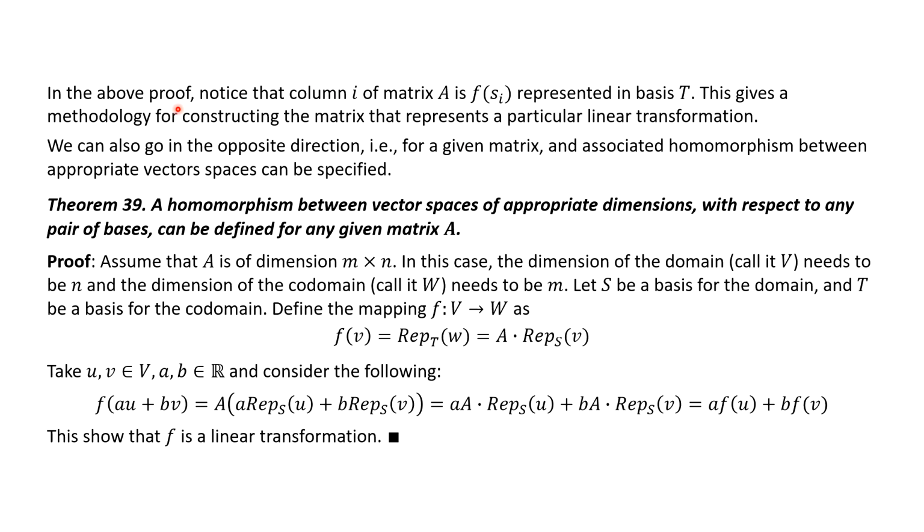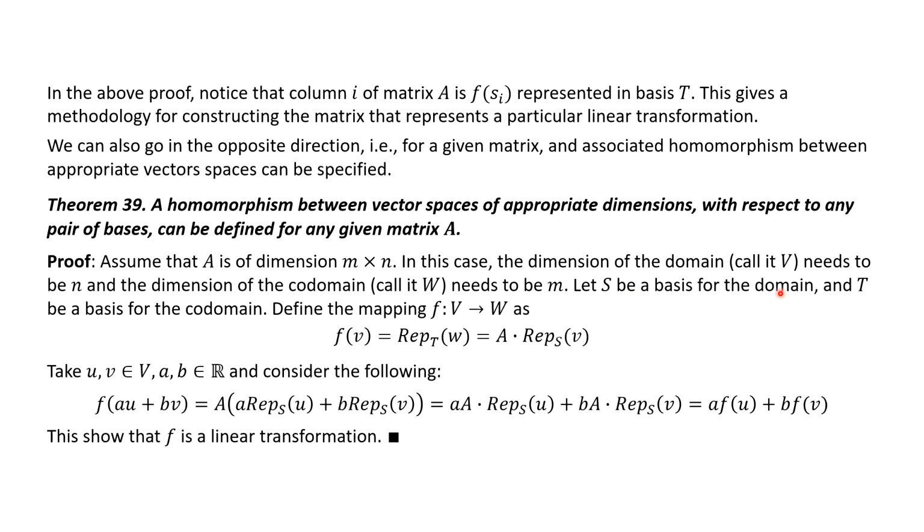The first slide I already mentioned, so I won't go over that again. The opposite of theorem 38 is also possible, and that's theorem 39. So if we're given a matrix, then we can use that matrix to represent a homomorphism between two vector spaces, and we can select any basis we want for each of those two vector spaces. So let's prove that. Assume that A is of dimension m by n. In this case, the dimension of the domain, called V, needs to be n, and the dimension of the codomain, call it W, needs to be m.